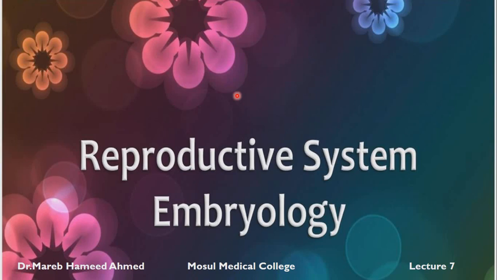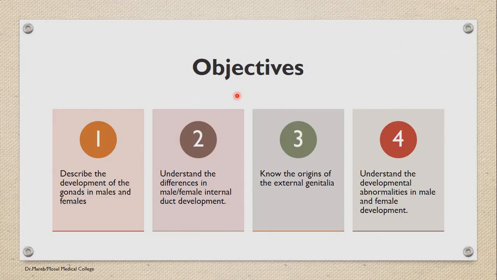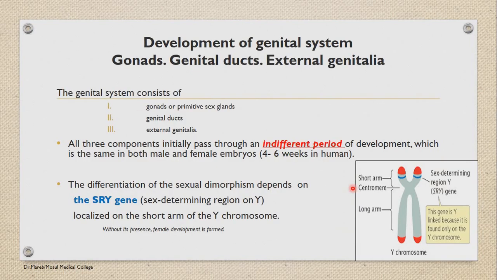أعزائي طلبة السنة الثانية، المحاضرة اليوم راح تكون Reproductive System Embryology. Objectives: Number 1. Describe the development of the gonads in male and females. Number 2. Understand the differences in male-female internal duct development. Number 3. Know the origins of the external genitalia. Number 4. Understand the developmental abnormalities in male and female development.